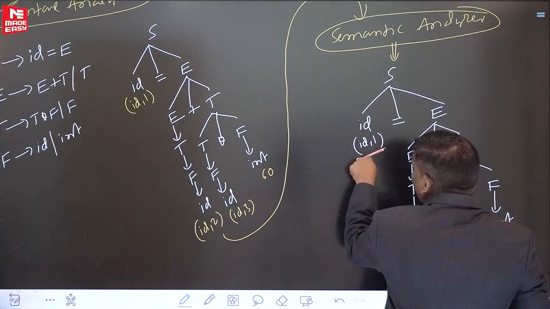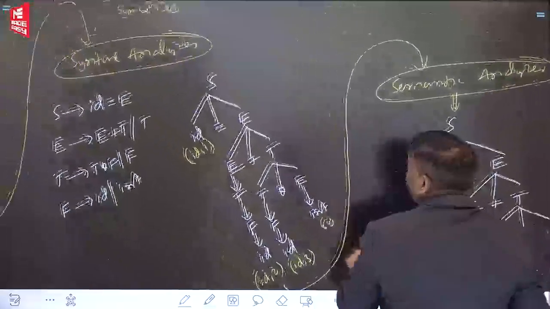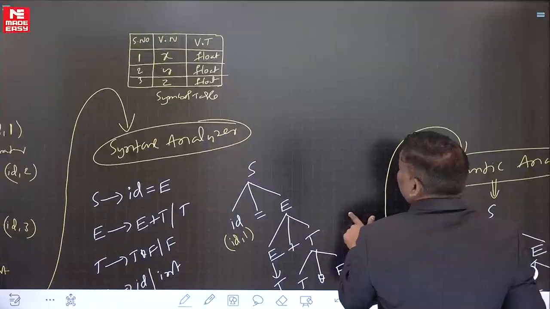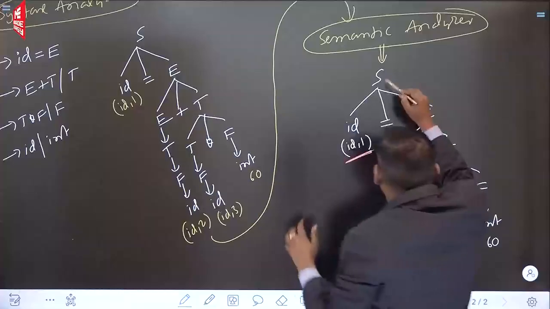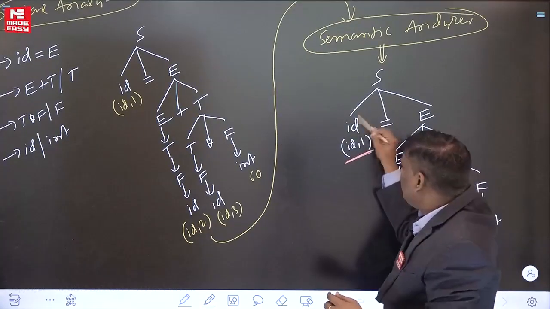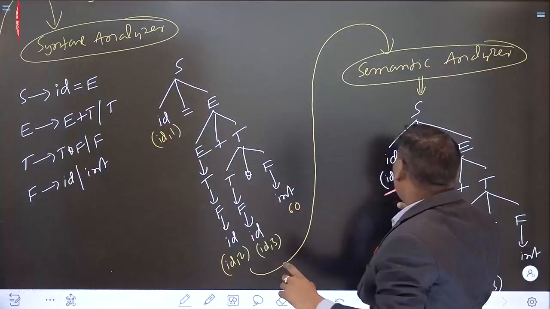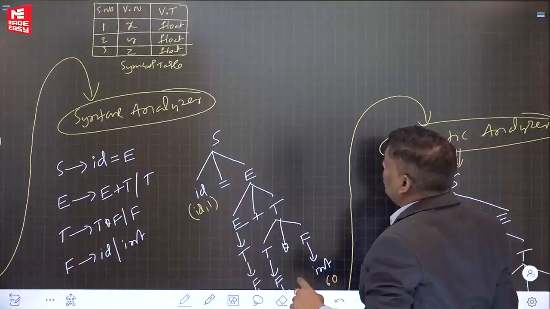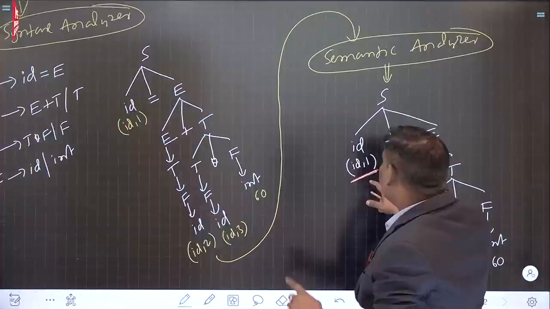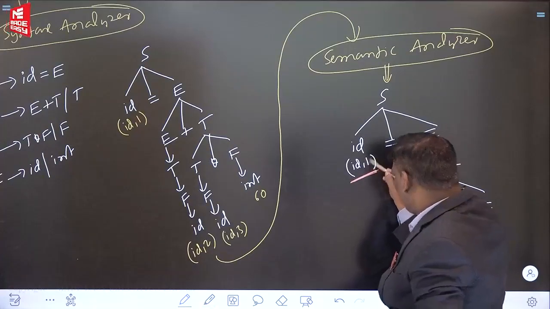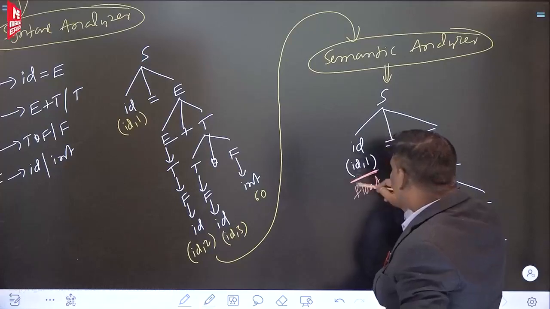In the symbol table, this entry is there in the first row. Go to the symbol table, first row. Who is there? X is there, and the type is float. Now see this one: S goes to ID is equal to E. This is the identifier and the token number is okay. In the symbol table, row number 1, X is there and the type is float. Right? X is the variable name, and the data type is float.